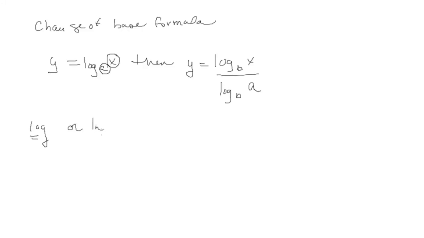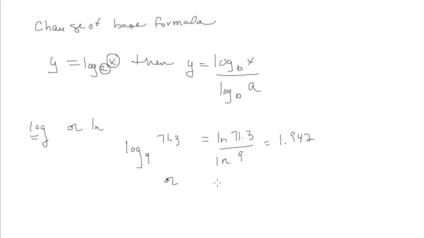So if you look at the example on your paper, it says use a calculator and the base conversion formula to find, let's see, it says log base 9 of 71.3. So what I would do is pick either log base 10 or natural log. So I can rewrite this as natural log of 71.3 over natural log of 9. And then plug that into my calculator. I get about 1.942 if I round.